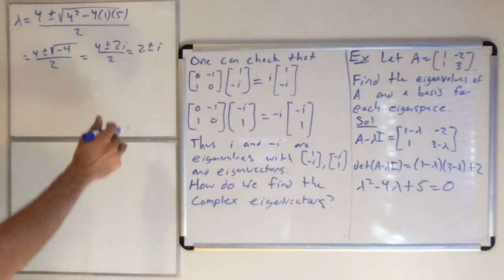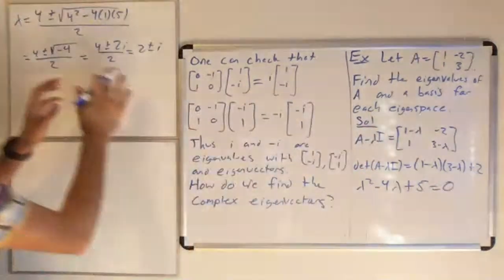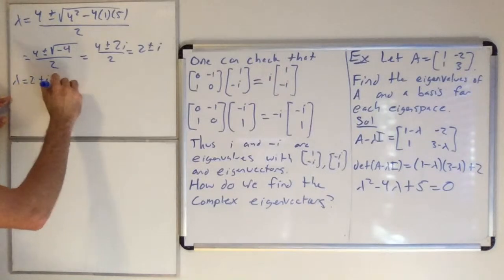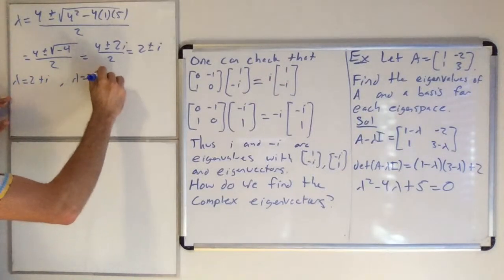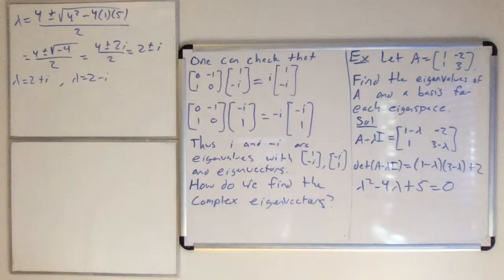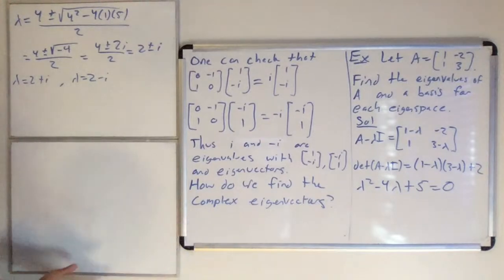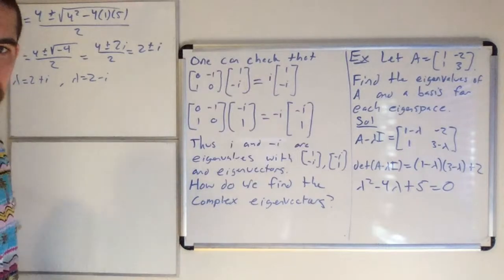So now we want to find the eigenvalues here. Lambda, so there's 2 eigenvalues. Lambda equals 2 plus i, and lambda equals 2 minus i. And now we want to find a basis for each of the eigenspaces. Okay, so how do we do that? This is the same as finding a basis for the eigenspace for just a real eigenvalue, except we're going to have some complex numbers bouncing around.